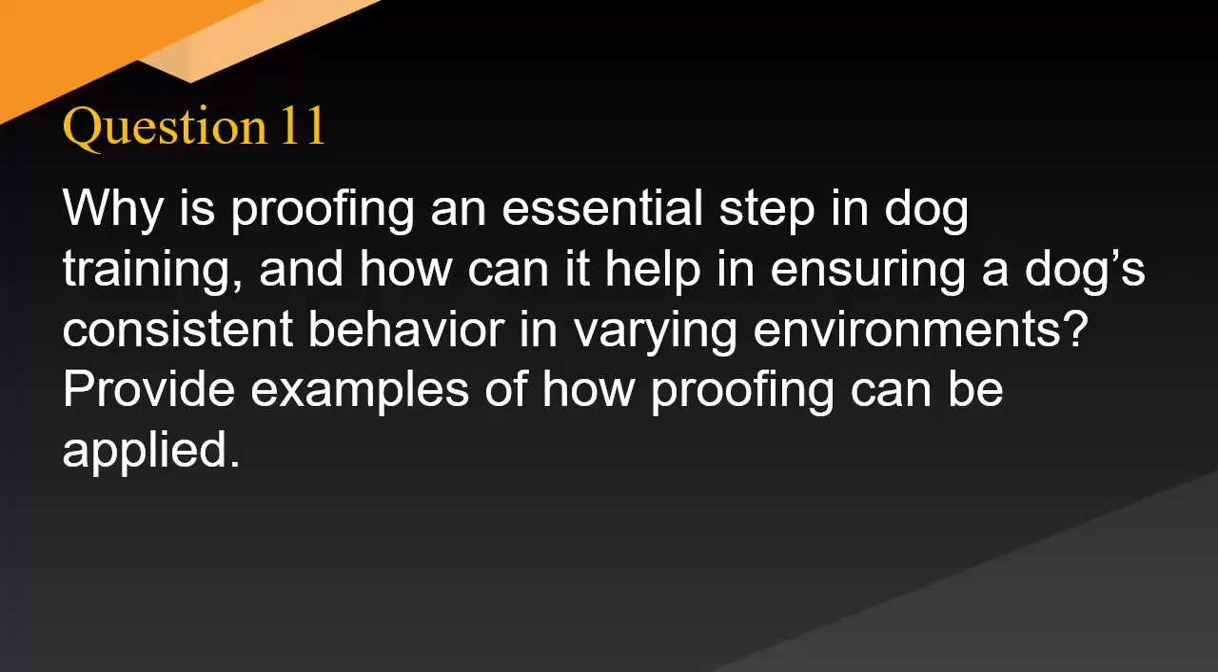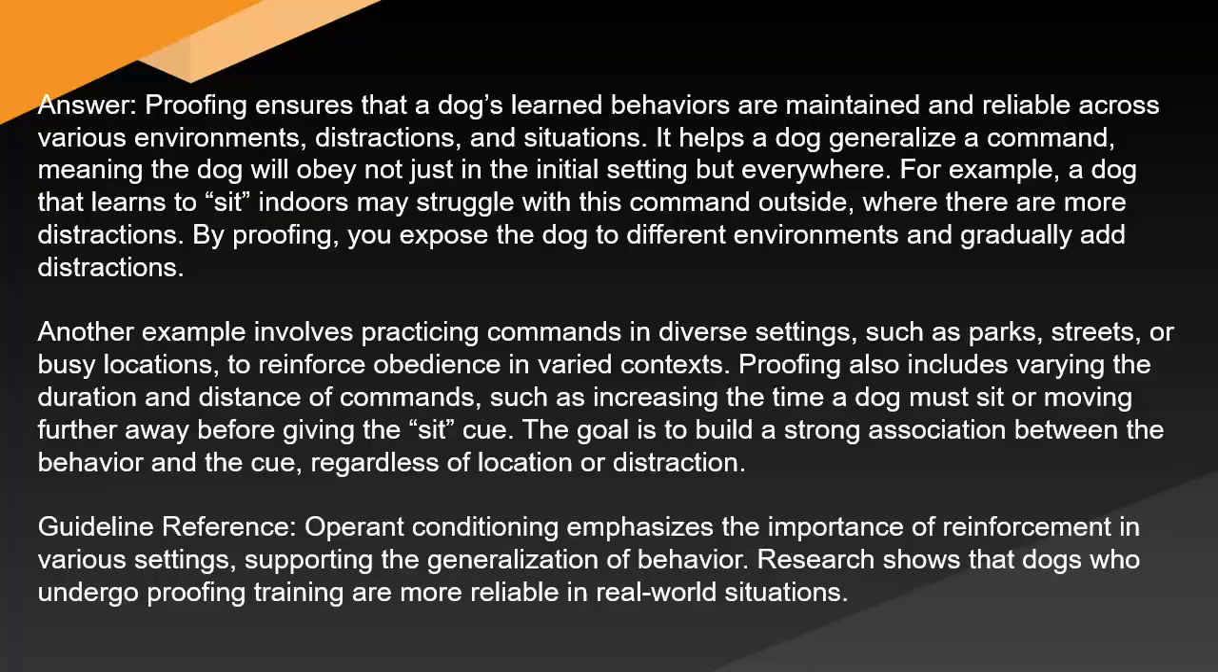Why is proofing an essential step in dog training, and how can it help in ensuring a dog's consistent behavior in varying environments? Provide examples of how proofing can be applied. Answer: Proofing ensures that a dog's learned behaviors are maintained and reliable across various environments, distractions, and situations. It helps a dog generalize a command, meaning the dog will obey not just in the initial setting but everywhere.